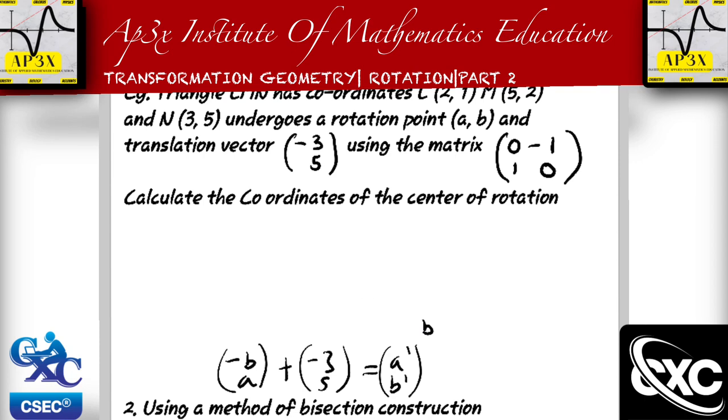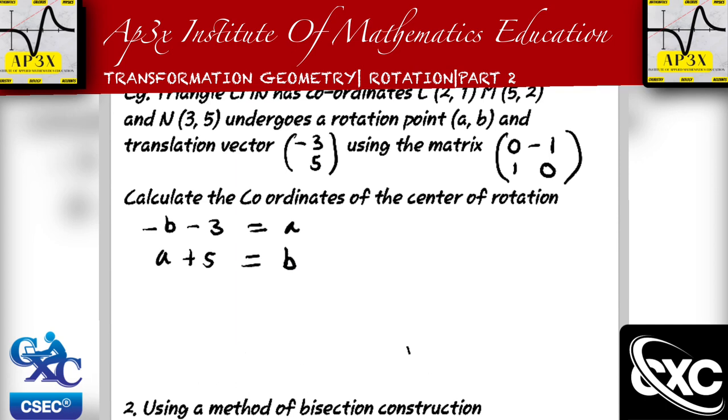Now we end up with matrices that we have to add. So we're going to add negative B to negative 3, and we're going to end up with negative B minus 3, and we're going to equate the matrix to A prime, B prime. So we're going to call this A here, and then at the bottom here, I'm going to say A plus 5, and that's going to be equal to B. So now we end up with what is known as a pair of simultaneous equations.